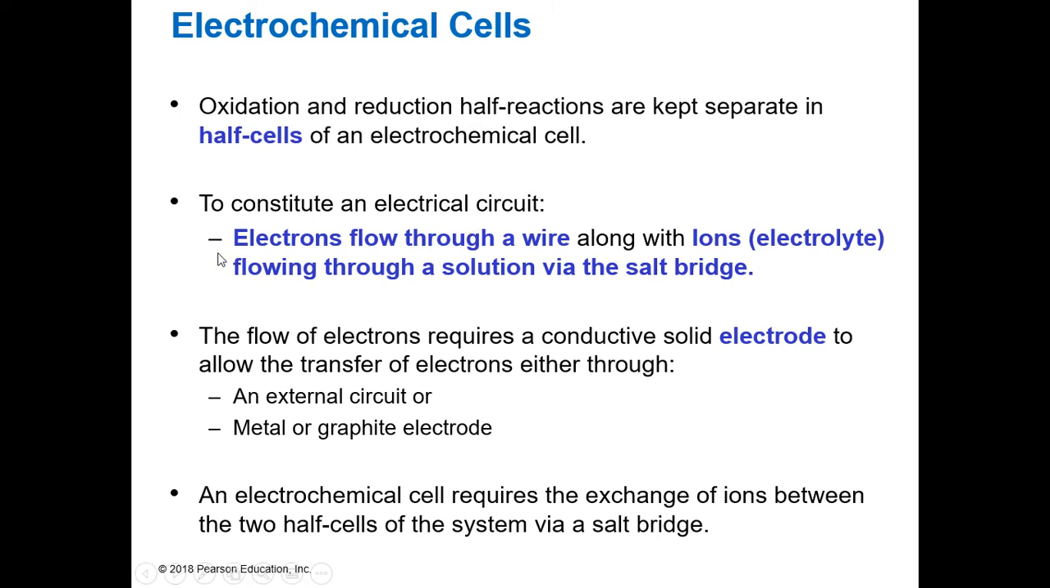So what we would have is electrons that are flowing through a wire. We would also have ions flowing through a salt bridge. We would connect the flow with an electrode that is able to transfer electrons. So this electrode can either be an external circuit or it could be a metal or graphite electrode. So what's going to happen is there's going to be the exchange of ions between the two half cells via a salt bridge.